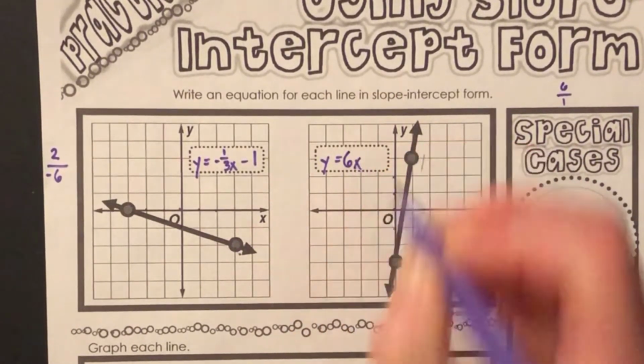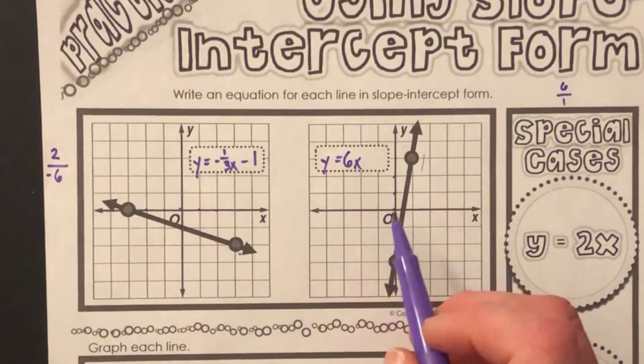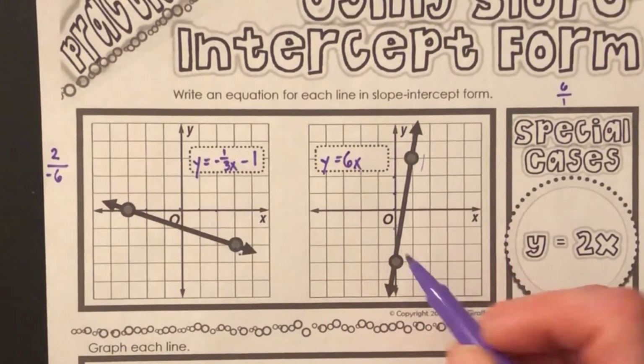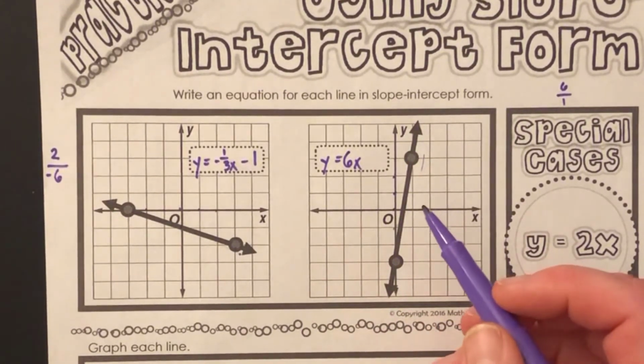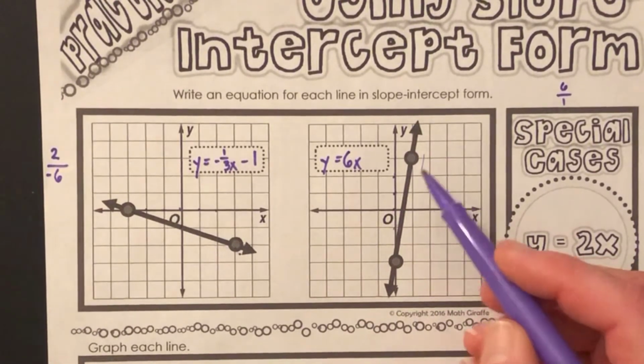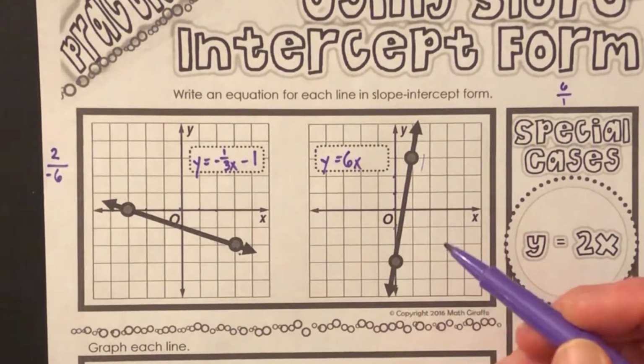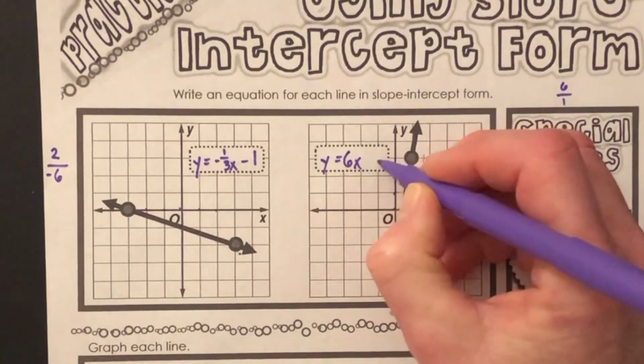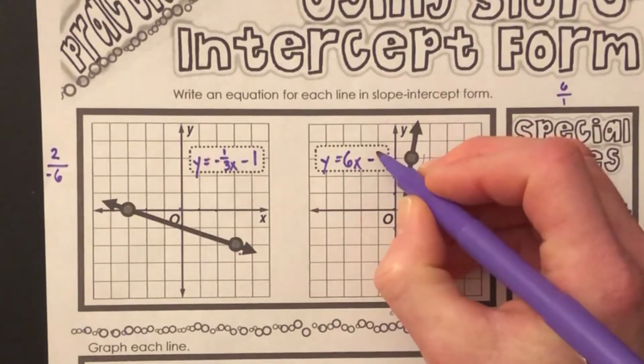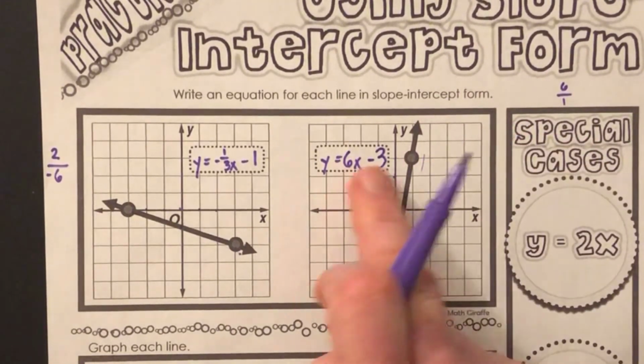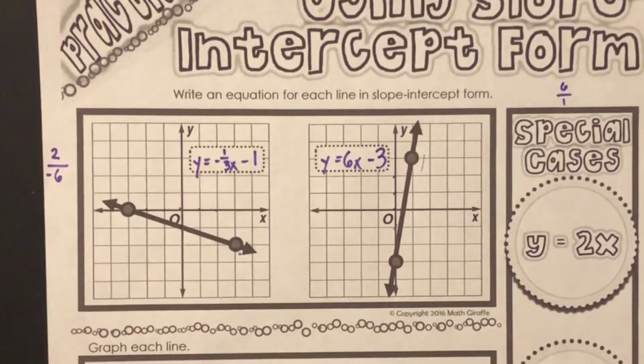So it's a whole number. 6x. And then I would put plus, but it's negative. So if you want, you could put plus 1, 2, 3, -3, or just simply put -3. This equation goes with this line right here.